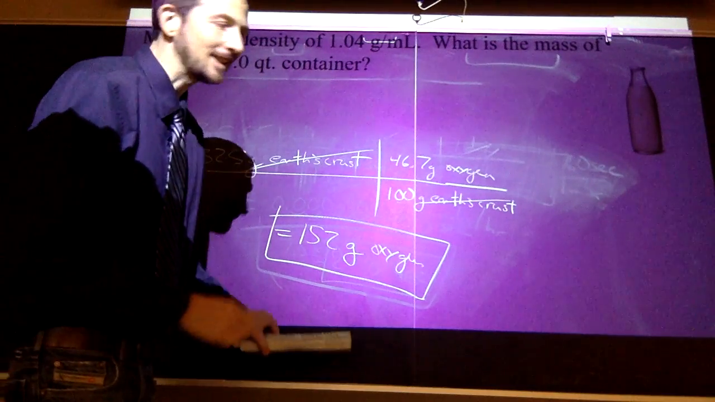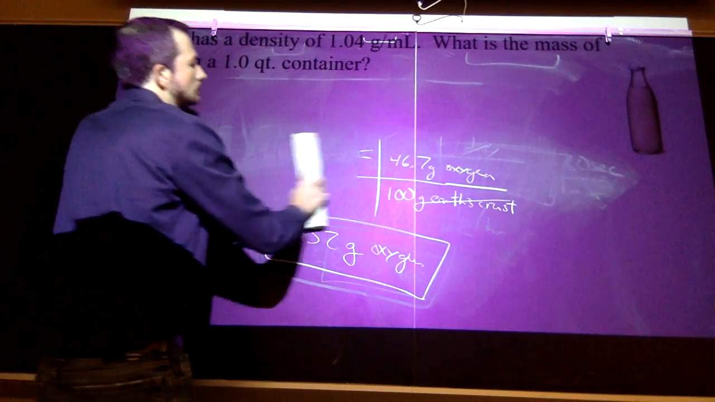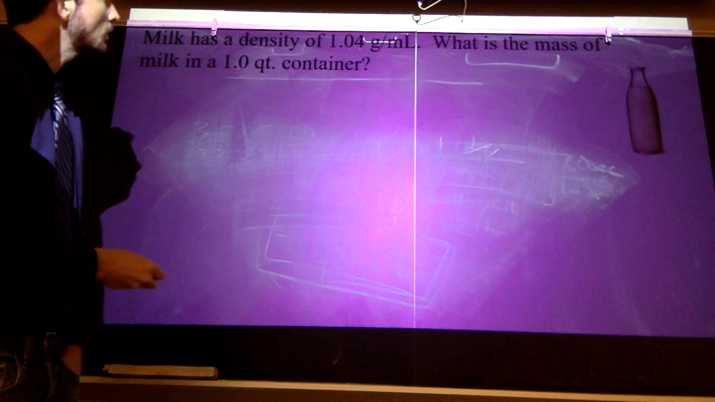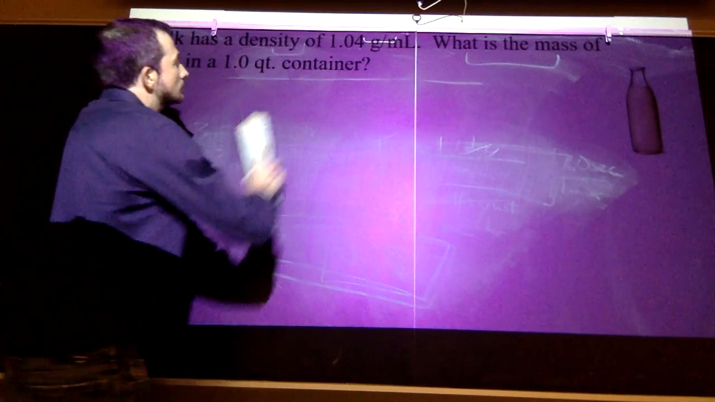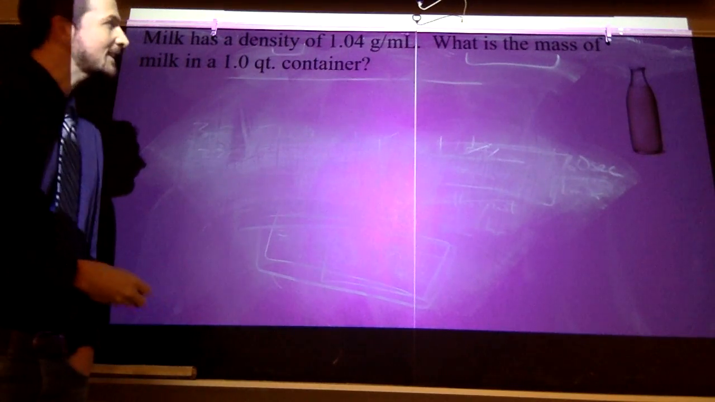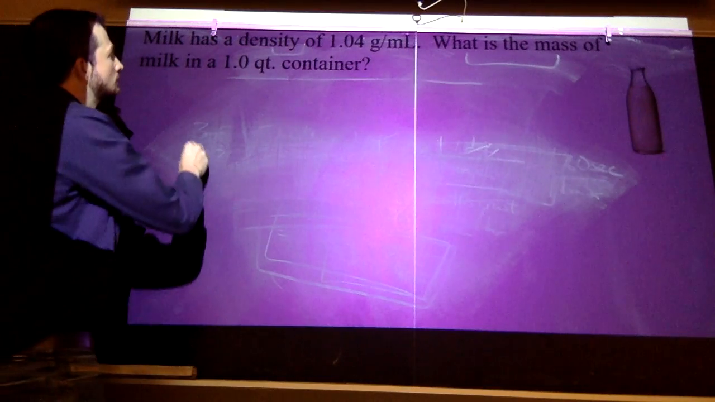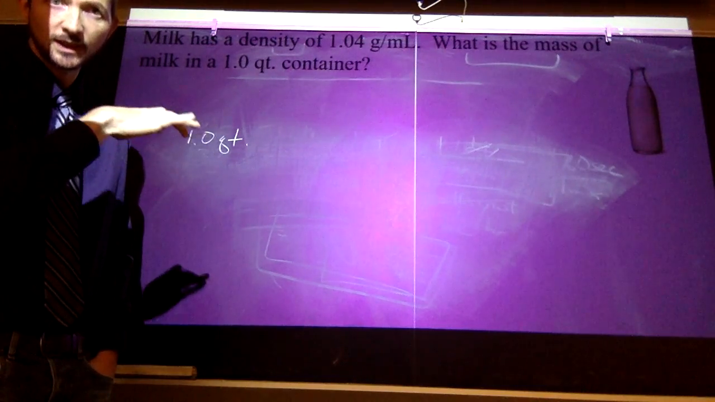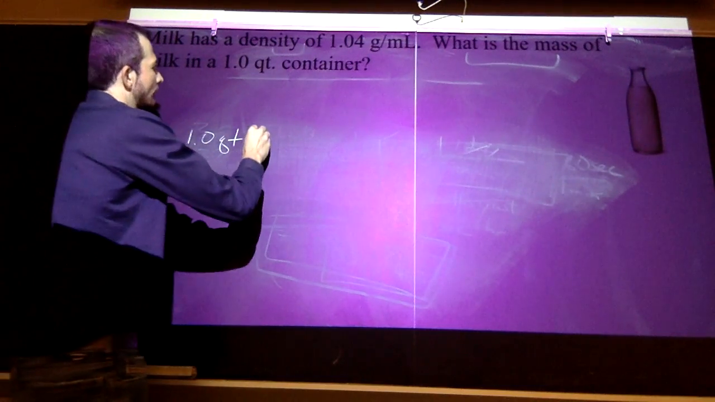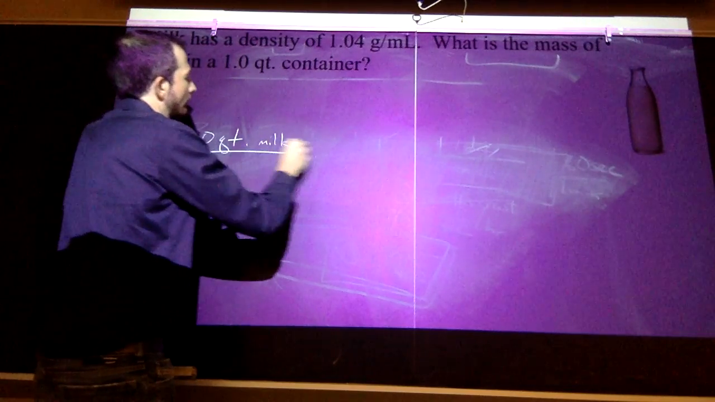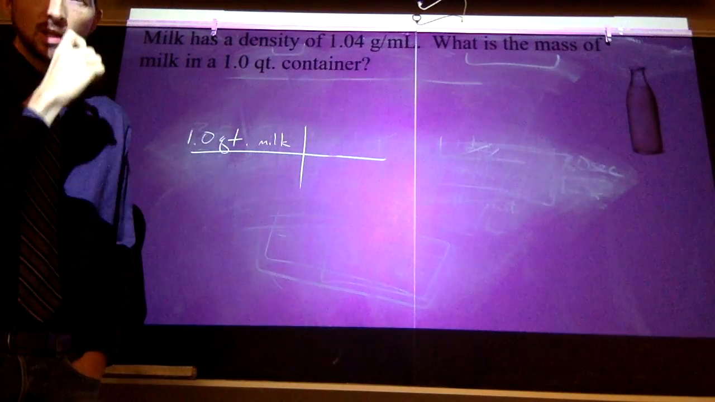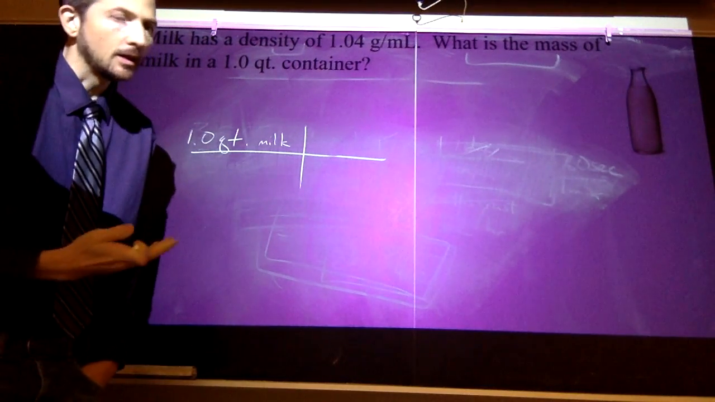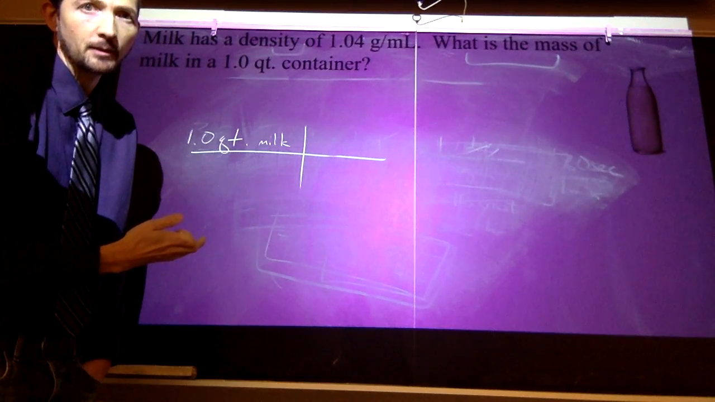Here's one where I'm going to use density as a conversion factor. So this milk has a density of 1.04 grams per milliliter. What is the mass of milk in a 1 quart container? So I'm going to assume it's 1 quart of milk. So my density is given in grams per milliliter. Now I don't know how many milliliters in a quart. I could probably look that up, how many milliliters in a quart.